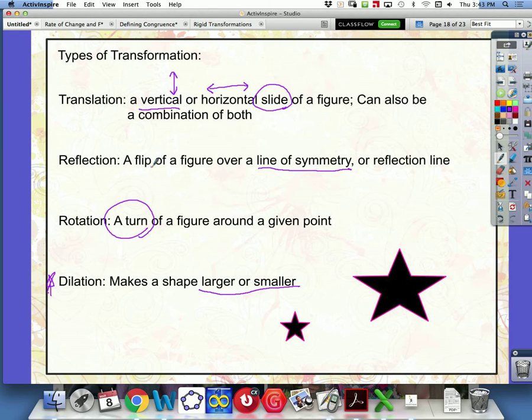The key word for a reflection is a flip. And a key word for a rotation is a turn. A dilation doesn't have a keyword, but you just have to remember that it either makes it larger or smaller.